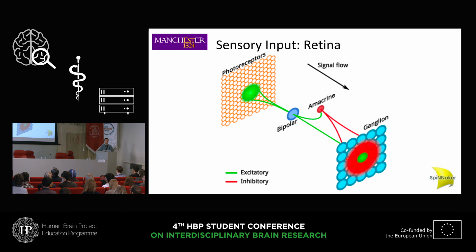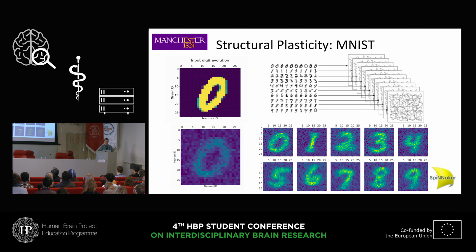On a similar sort of line, we've also had a student look at sensory input using retinas. So they've been able to look at how the photoreceptors connect to the neurons in the network as well. And they've been able to use this as input to the MNIST problem. I can show you that in a minute. So that same work used structural plasticity to basically do MNIST.